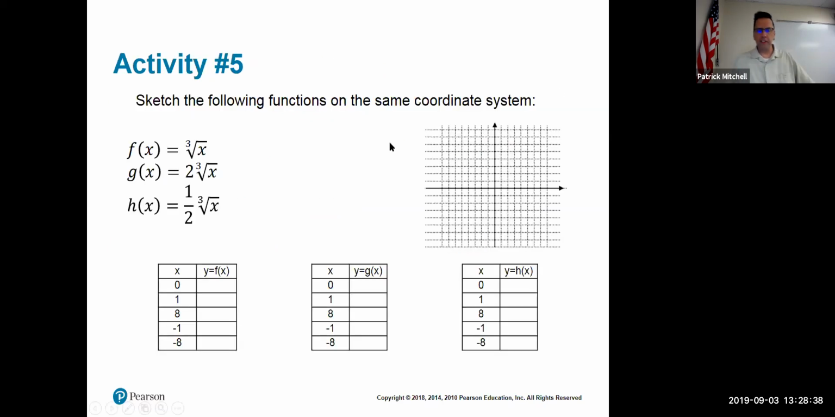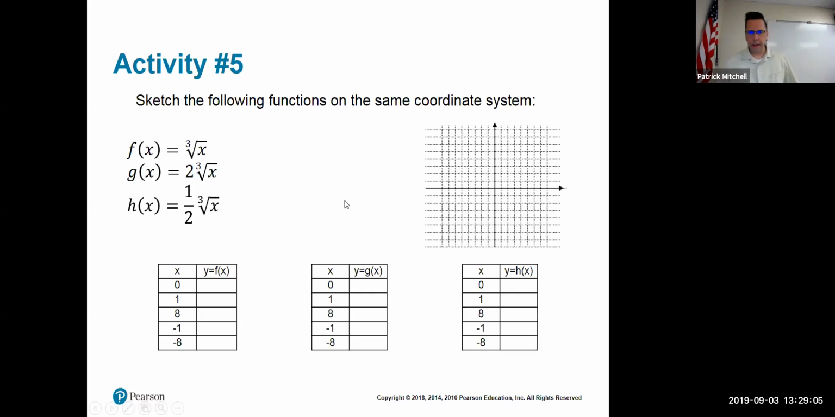All right, that brings us to activity number 5. So it's the same kind of thing. I've given you these 3 functions and these 3 tables. So I'm going to ask you to graph these 3 functions on this one coordinate system. Pause the video and we will come back and compare notes.